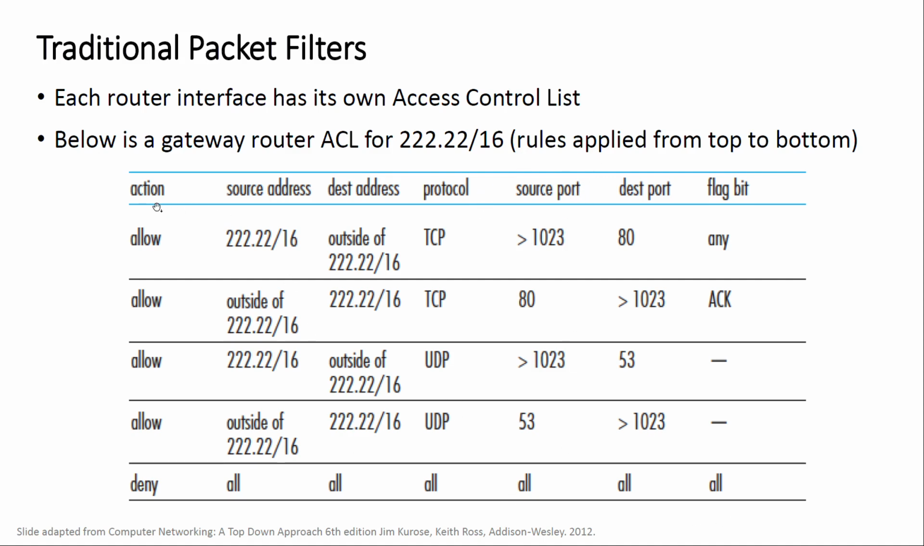Since the rules apply from top to bottom, if the request is something other than these four, the access control list will see this line as deny the request.